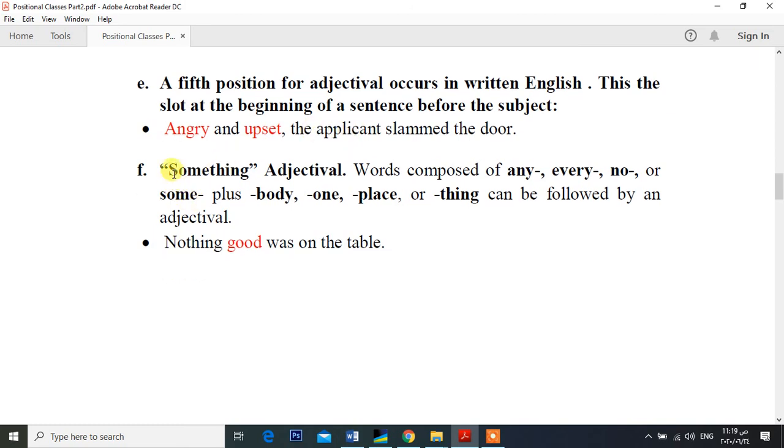The sixth one: something adjectival. A word composed of any, every, no, or some, plus body, one, place, or thing, can be followed by an adjectival. For example, nothing good was on the table. Nothing good was on the table. Here good follows nothing, something adjectival.